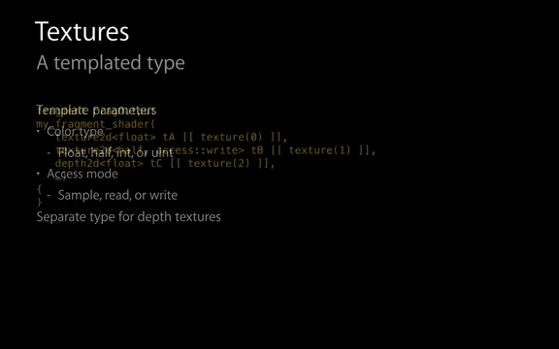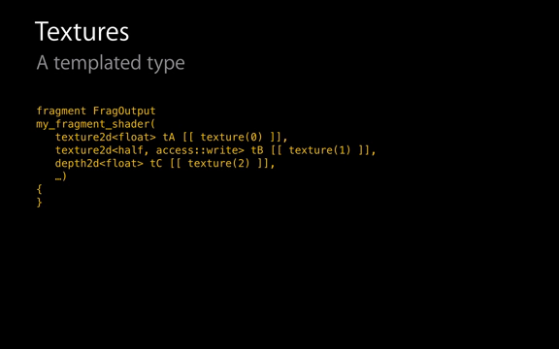Depth textures are a different type because the GPU actually optimizes them differently, and so we need to know that you're actually working with a depth texture. So let's look at some examples. In this first one, we have a 2D texture, and its color type is float. So if you sample from this, you're going to return a float4. Notice I didn't specify the access mode because it has a default, which is sample. The next one is a 2D texture again, which uses a half type, and its access mode is write. So if I try to read from this texture in my shader, the compiler will throw an error. And then finally, we have a depth texture.